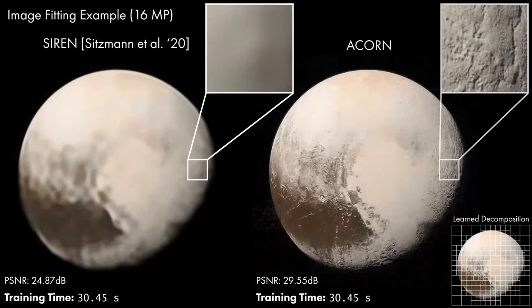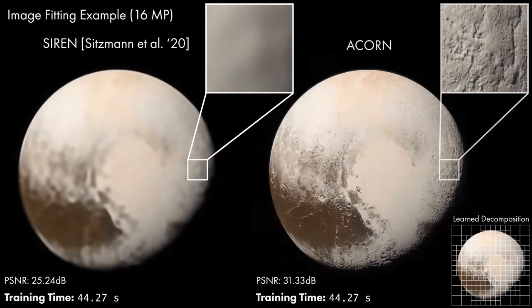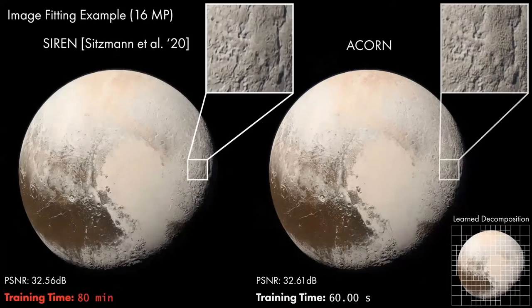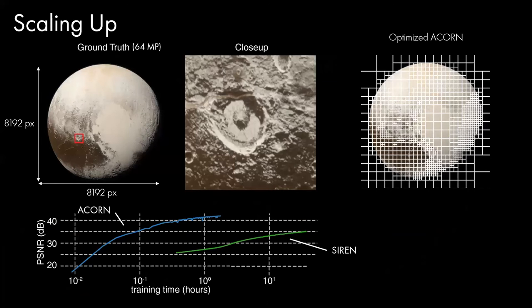So here we were fitting a 16 megapixel image, so a 4K by 4K image, in less than a minute with ACORN, while it would take about an hour, an hour 20 minutes, to reach the same level of PSNR with a SIREN. And so here you see the decomposition that has been jointly learned by the architecture. ACORN really allows you to train representations a couple of orders of magnitude faster than SIREN.